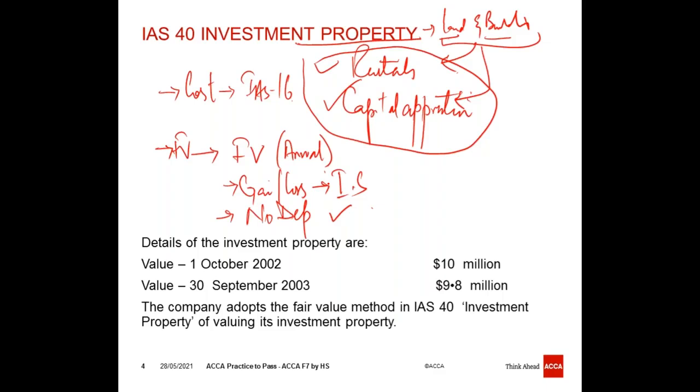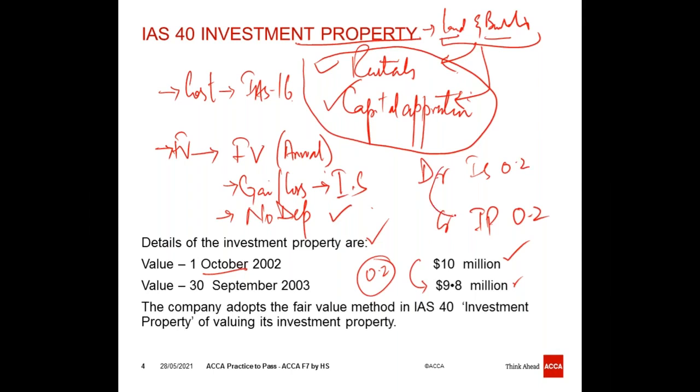And the exam question of this standard is like this. We have an investment property having a value of 10 million at the start, and now it's 9.8 million. So there will be a loss of 0.2 million. The accounting entry for this loss should be: credit investment property by 0.2 and debit income statement by 0.2. That's it. You don't need to charge depreciation. And the question clearly says that the company has adopted the fair value method for investment properties. So these are some key points of IAS 40.